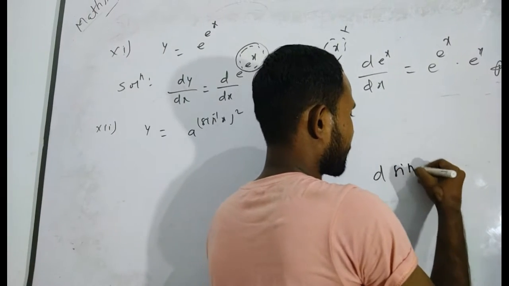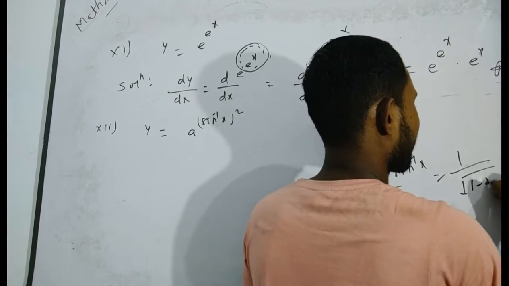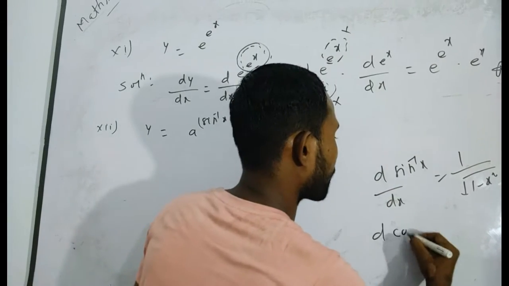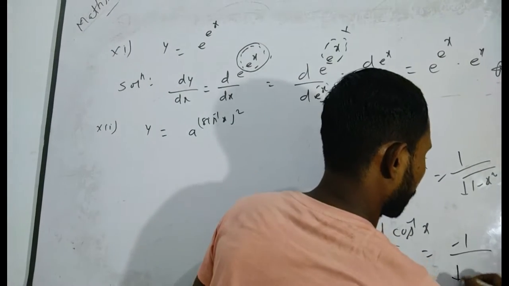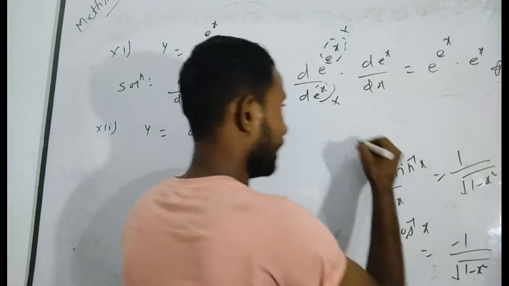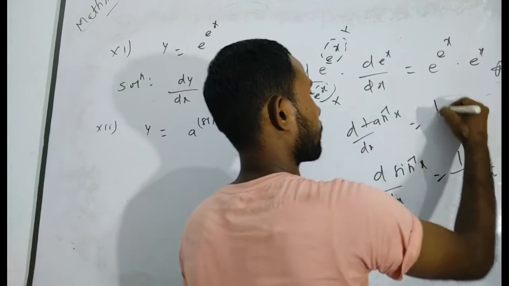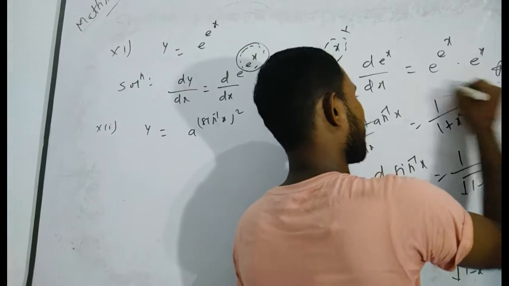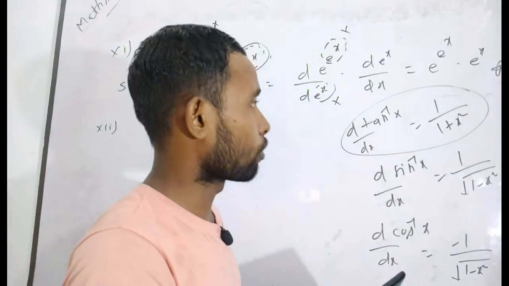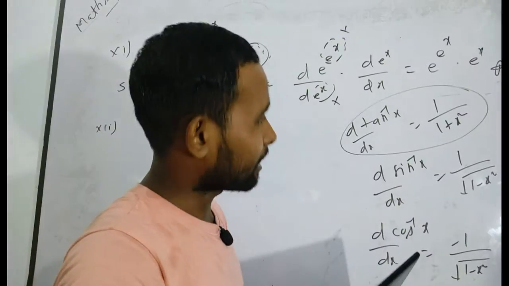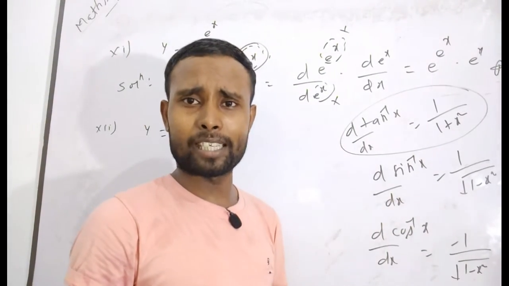Derivative of sine inverse x with respect to x is equal to 1 upon root under 1 minus x square, and derivative of cos inverse x with respect to x is equal to minus 1 upon root under 1 minus x square. Next formula for you, derivative of tan inverse x with respect to x will be 1 upon 1 plus x square. I think these three formulas are very important for you, and you have to remember them and write them in your formula notes, otherwise everything is okay.